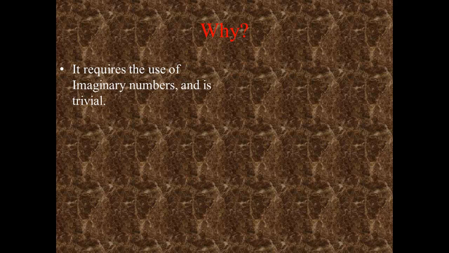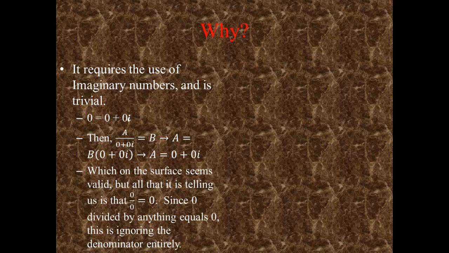It requires the use of imaginary numbers and is trivial. Well, since 0 equals 0 plus 0i, and we can look at it as a divided by 0 plus 0i equals b, this gives us a equals b times 0 plus 0i, which gives us a equals 0 plus 0i, which on the surface seems valid. But all that it is telling us is that 0 divided by 0 equals 0. Since 0 divided by anything equals 0, this is completely ignoring the entire denominator.